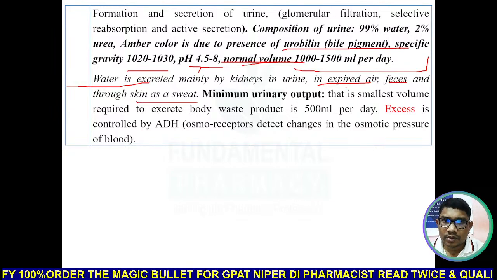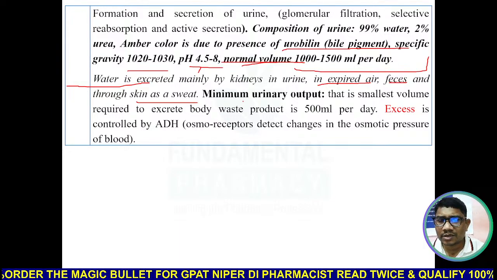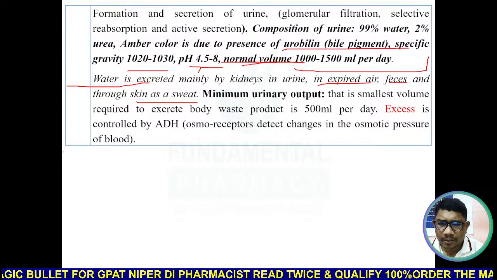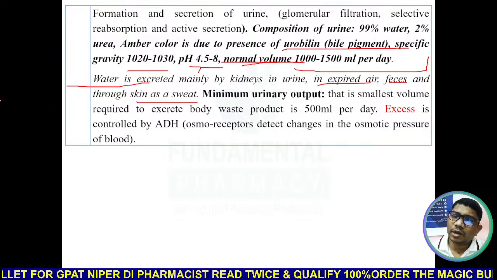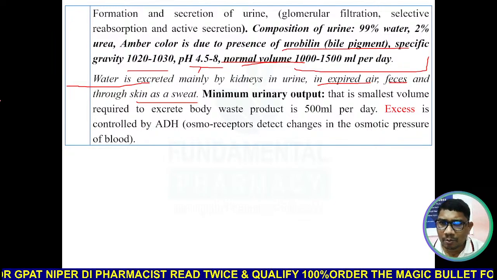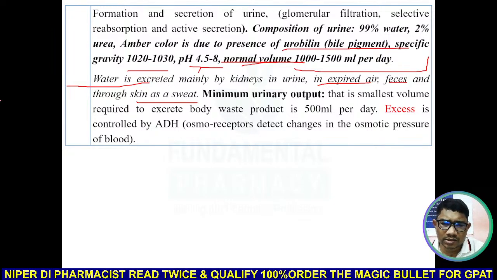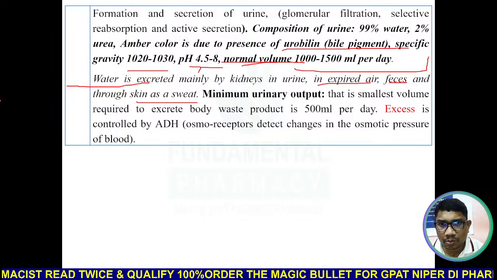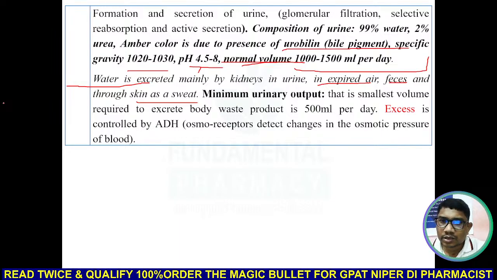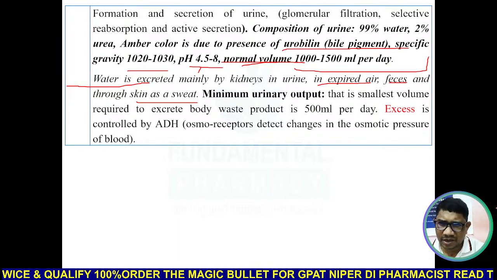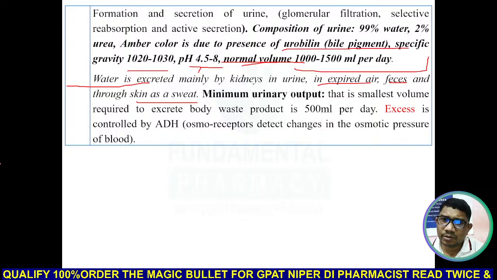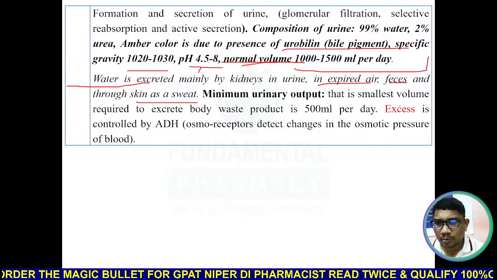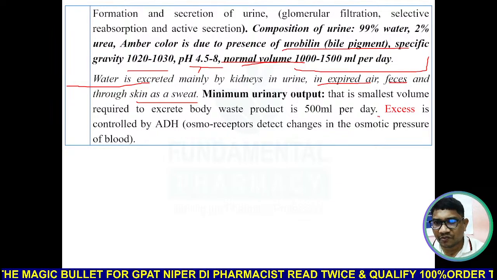Minimum urinary output, that is the smallest amount of urine that has to be excreted by the body, है ना. It is the smallest volume of urine required to excrete the body's waste product. कितना है? 500 ml. मतलब दिन में कम से कम 500 ml यूरिन बाहर जाना चाहिए, अदरवाइज आपका वेस्ट प्रोडक्ट बाहर नहीं जाएगा. Minimum urinary output is 500 ml per day.